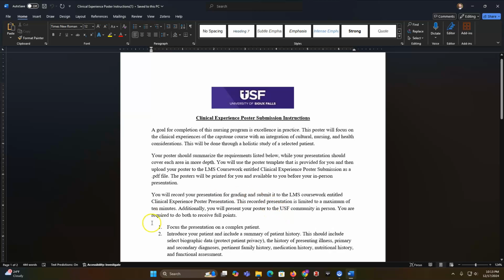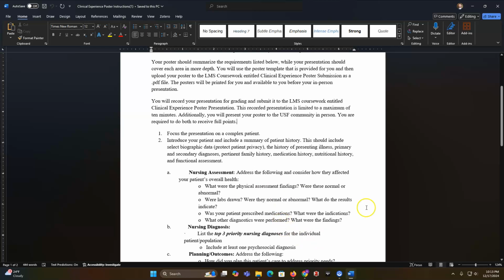That being said, some of the main components of this: you're going to focus on a complex patient or an interesting patient, one of the patients that you had during clinicals. Introduce your patient, but be very leery of breaking any HIPAA. You should not say the hospital that you're in, the hospital that they came from, the town that they're from, or what town you're in currently. So it's going to be, I had a clinical preceptorship in an emergency department in the Midwest.